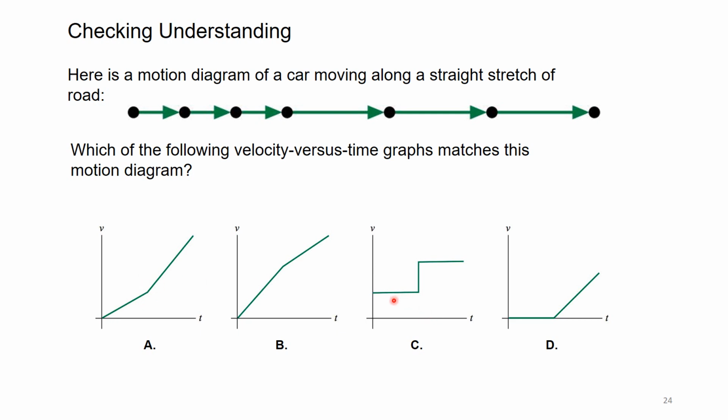Now for C, we have 2 straight lines, and then we have this jump in the middle. So that's what best corresponds to this motion diagram. So for the first half, the velocity is small. Then for the second half, it jumps suddenly and becomes large. And for both the first and the second half, the velocity is constant. It's not sloping up, not changing. So C is the answer.